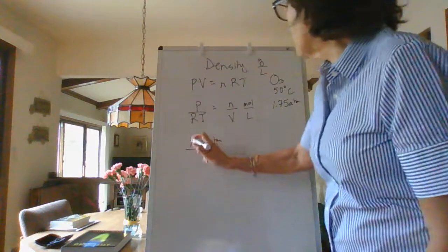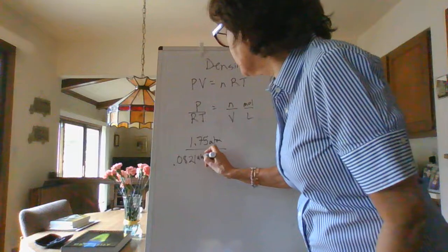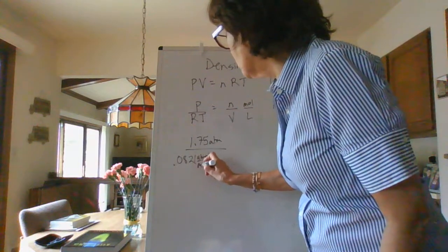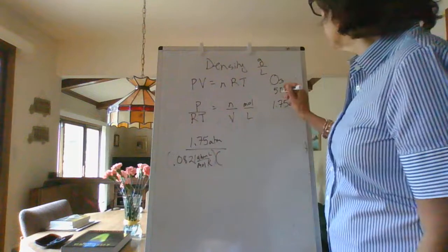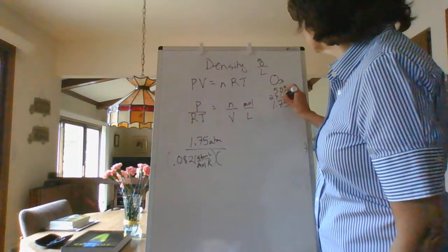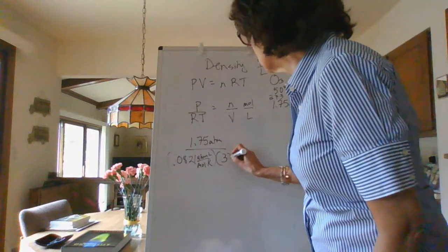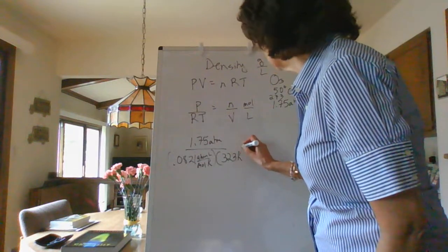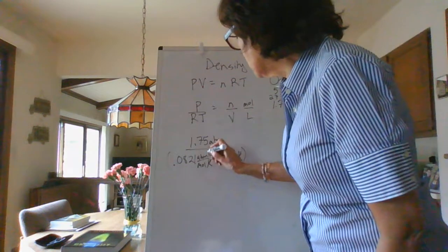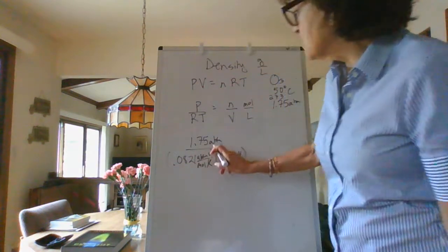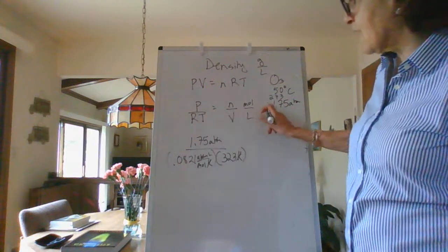I have R, 0.0821 atmosphere liter over mole Kelvin. And I have the temperature is 50 degrees. I'm going to add 273 to this, and I end up with 323 Kelvin. Okay? The Kelvins cancel, the atmospheres cancel. The denominator of the denominator becomes moles per liter, which is exactly what we want.